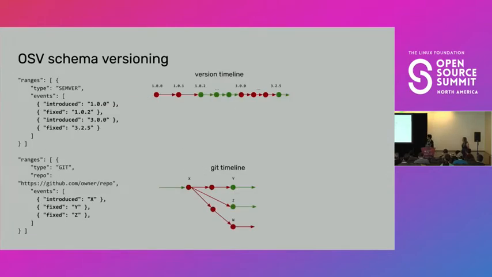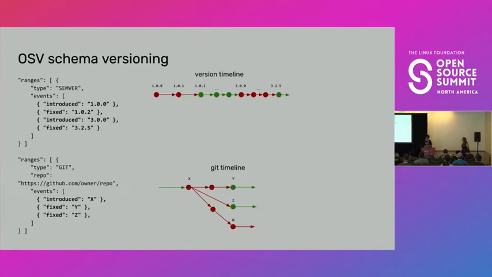Now, the more complicated piece here is how do we deal with versioning? How do we describe which ranges of versions are affected? We wanted to build a way that's both simple to understand, as well as expressive enough to encode all the different complicated cases there might be when it comes to, say, encoding which branches are affected and things like that. So these versions should match exactly the version numbers that are uploaded to package repositories, or they can also be Git commits.